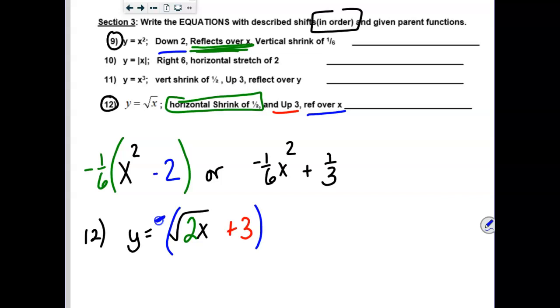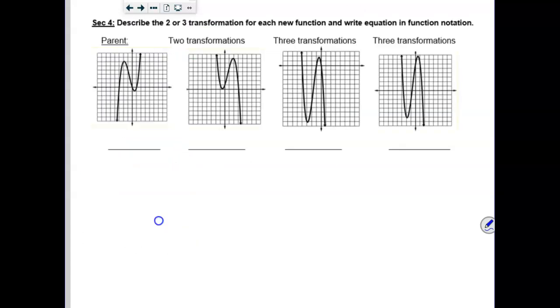All right, now the other functions at the bottom there, they're a little hard to see the graphs, so I empathize with you on that one. But they're very specific about how many transformations. On this one, you need to be able to get your transformations described in only 2 of them. But on these, you should be able to use 3 transformations.